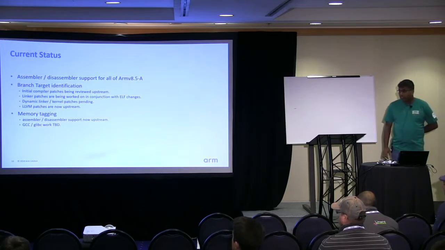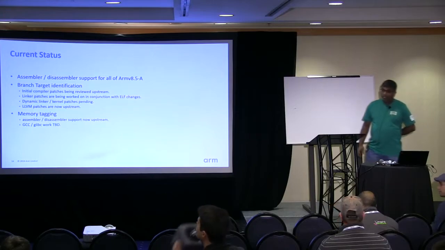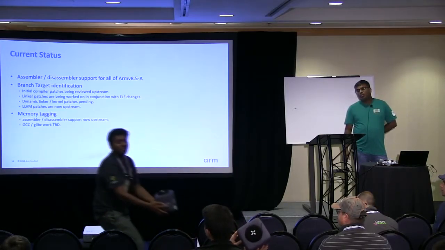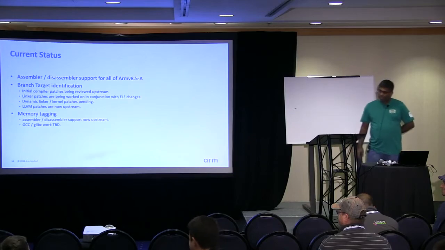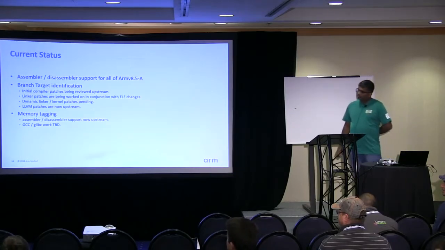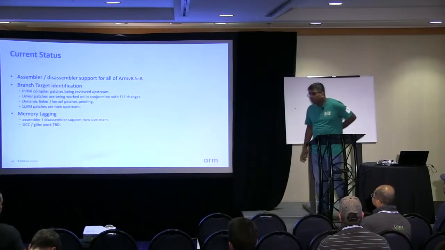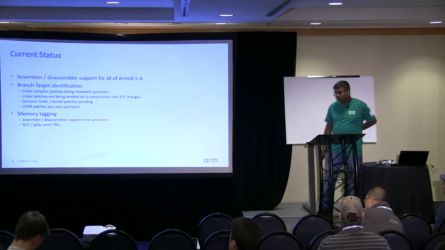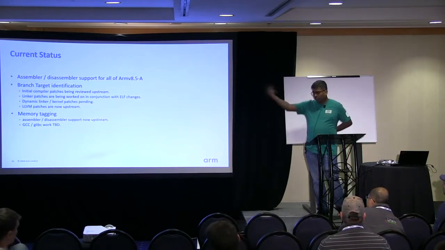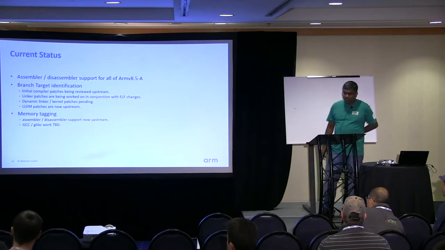Any questions? So as far as glibc work is concerned for memory tagging, do you have any plans to add support to malloc, maybe put in some scaffolding for 2.29 so that we can have that early? Okay, so I'm not going to block on you for 2.29 at all.